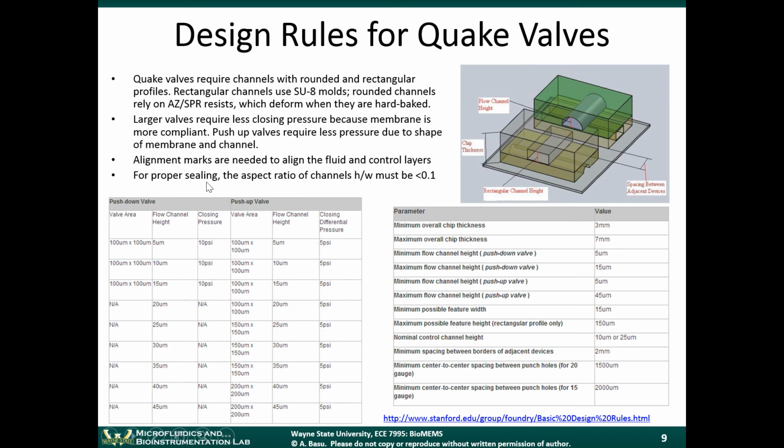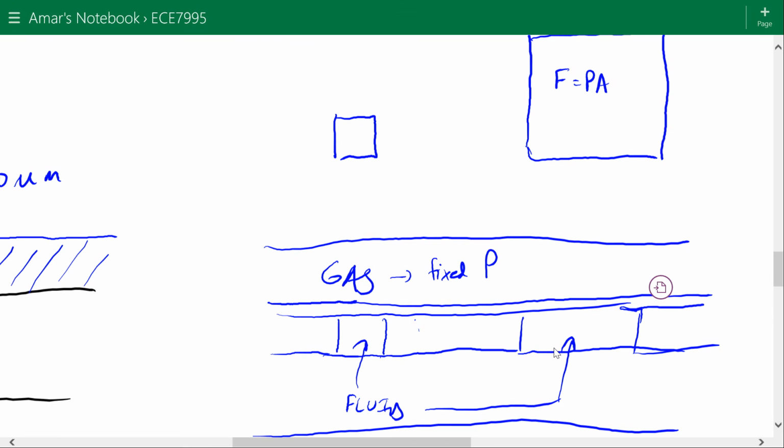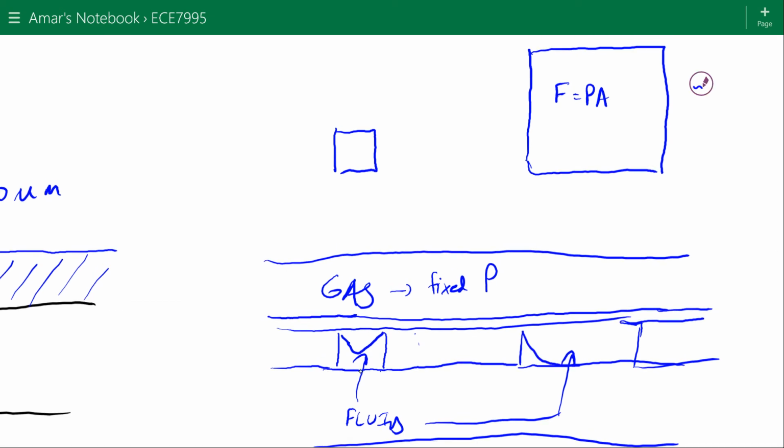Another important thing is if you want a good seal, the aspect ratio of the channels should be less than 0.1. So in this case, this channel is going to seal much better than this channel. You can imagine when this deforms, it's going to look something like this. When this deforms, it'll look something more like this. So wide and short channels are better than tall and narrow channels if you're trying to seal them from above.